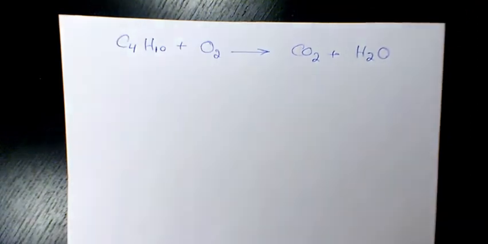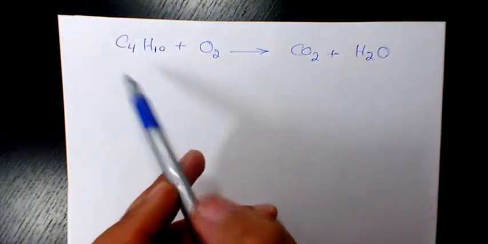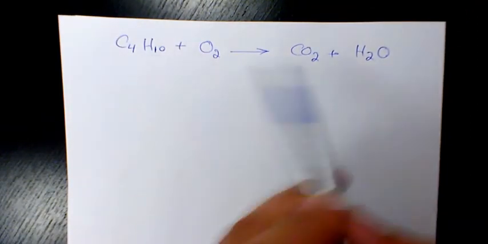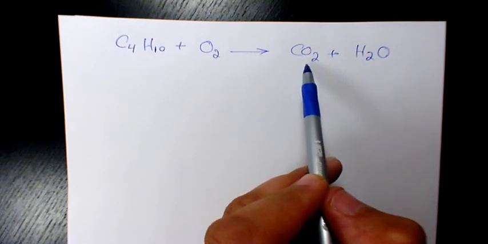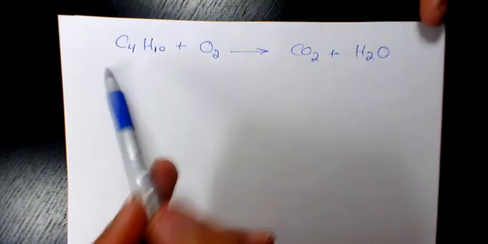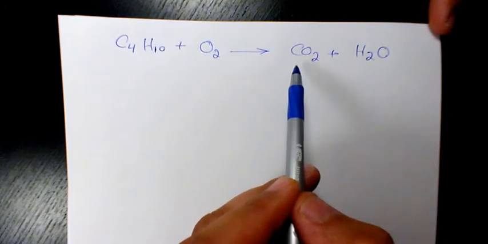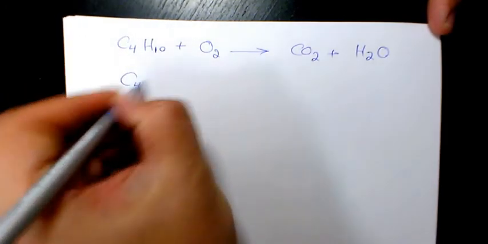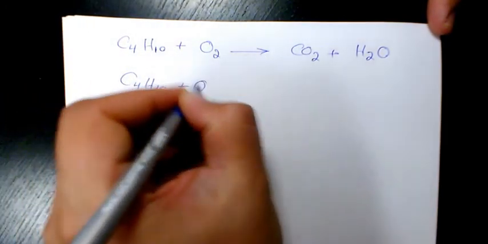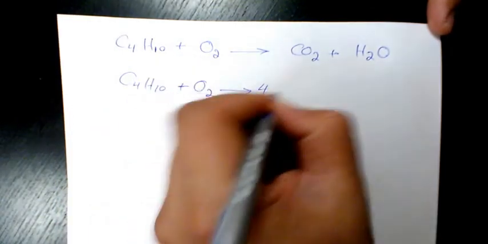Next is going to be C4H10 plus O2. It's going to give us CO2 plus H2O. That's the complete combustion of butane. So butane plus oxygen is going to give us carbon dioxide and water. We have 4 atoms of carbon, so we need to have 4 in here. So C4H10 plus O2 is going to give us 4 CO2.